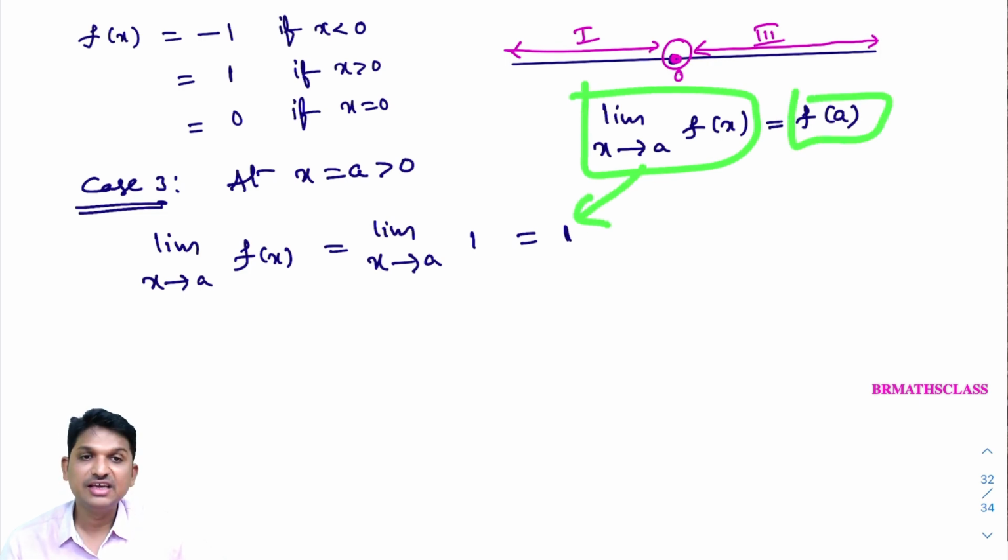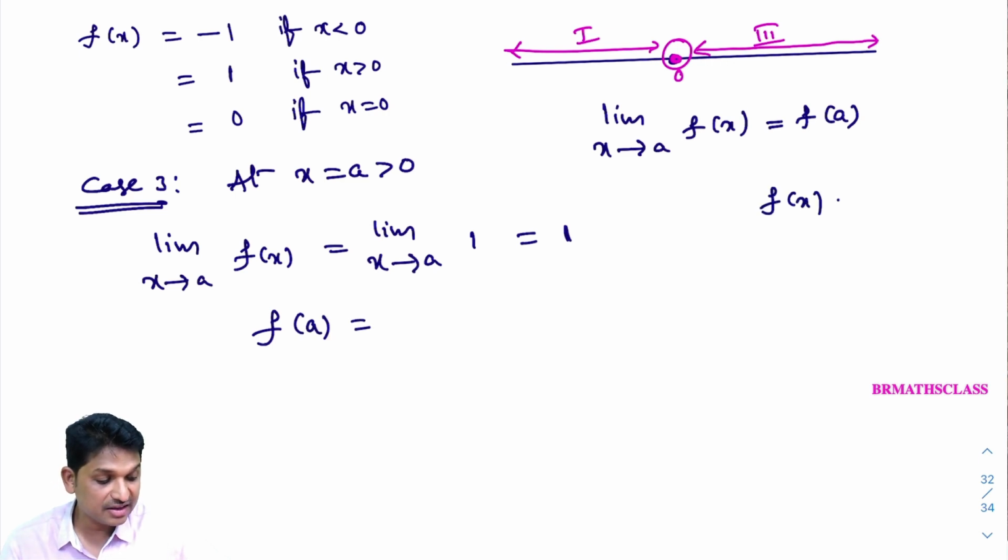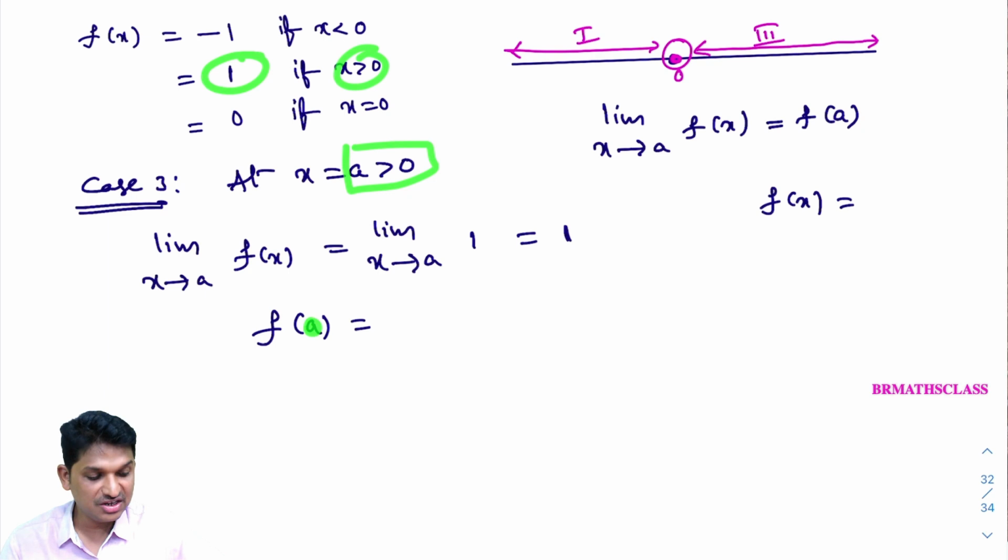Now I'll calculate f of a. To calculate f of a, I need f of x. Which function do we choose? Here the value of a is greater than 0. When a is greater than 0, what is the function? The function is 1. So here, f of x is 1.